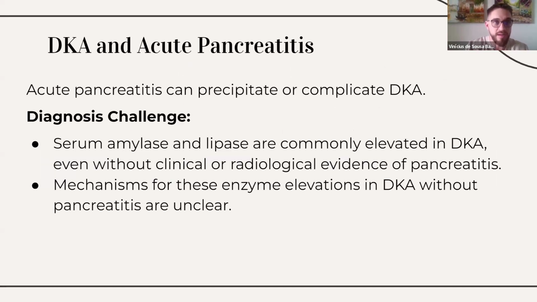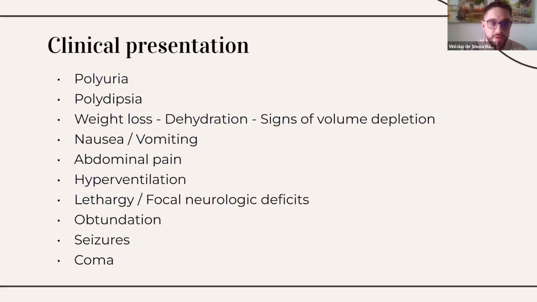So talking about the correlation of DKA and acute pancreatitis, this is a diagnostic challenge because liver function tests are, a big part of the time, different, and you can have elevated liver function tests that are not related to the pancreatitis and vice versa. So this is a diagnostic challenge to relate the DKA and the acute pancreatitis and what comes first. So the clinical presentation will occur with polyuria, polydipsia, weight loss, and signs of volume depletion. So you need to evaluate the skin, the mucosa, the axilla, and other parts to see if there are any signs of volume depletion.